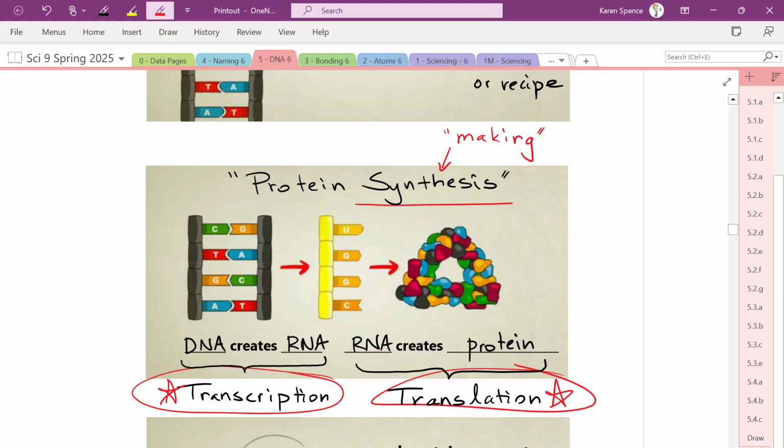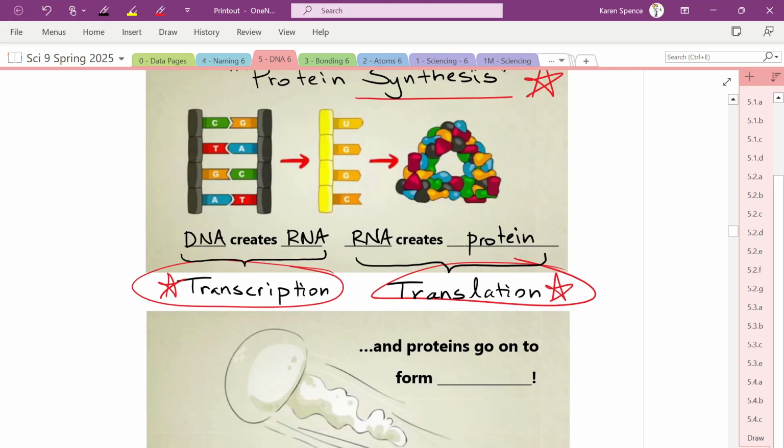And don't worry if you're like, oh my gosh, so much vocab. Remember, you get to make a cheat sheet, and we're going to be using this vocabulary over and over until it becomes way more familiar. Okay? So protein synthesis is another vocab word. And proteins go on to form life. Yay!